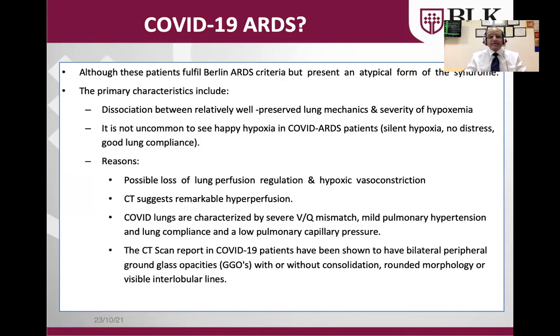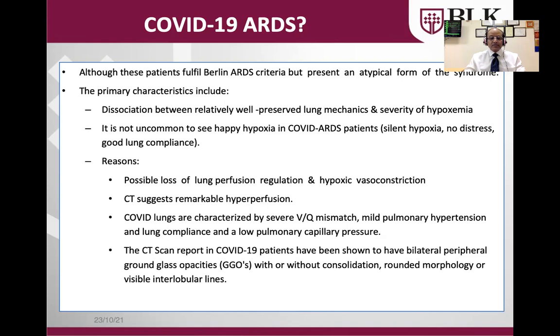So what is different in COVID-19 ARDS? Well, COVID ARDS patient characteristics show that there is dissociation between relatively well-preserved lung mechanics and the severity of hypoxemia. It is not uncommon to see happy hypoxia in COVID ARDS patients, which is silent hypoxia, no distress, good lung compliance, but for the doctor it is frightening, but the patient is not feeling anything. So the reasons could be possible loss of lung perfusion regulation, hypoxic vasoconstriction. CT suggests remarkable hyperperfusion. COVID lungs are characterized by severe VQ mismatch, mild pulmonary hypertension and lung compliance, and a low pulmonary capillary pressure.